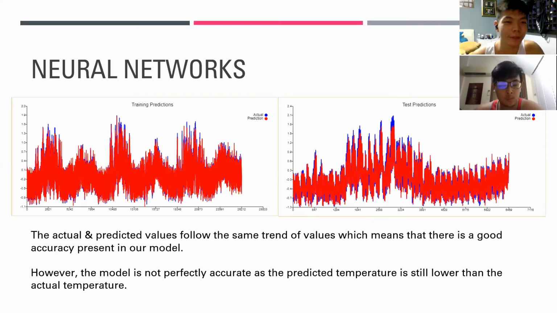looking from the graph, there's training predictions and the test predictions. So the actual and predicted values follow the same trend of values, which means that there's a good accuracy present in our model. However, as you can see, the model is not exactly perfectly accurate, as the predicted energy is still lower than the actual energy, as you can see by the deviation between the actual and prediction, for both of the graphs.